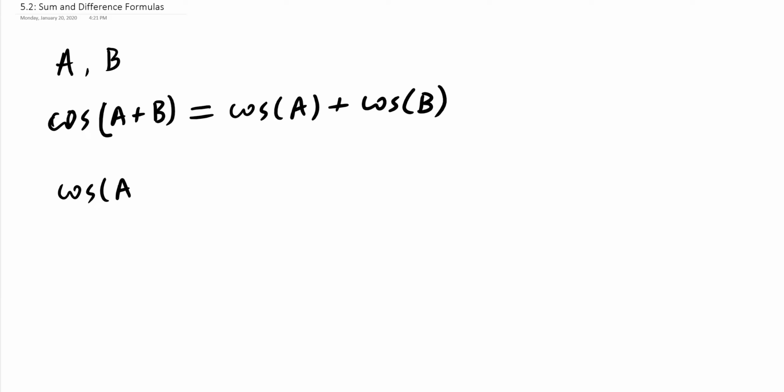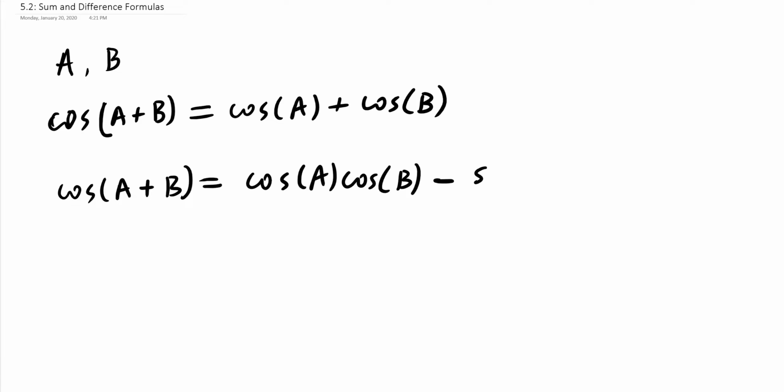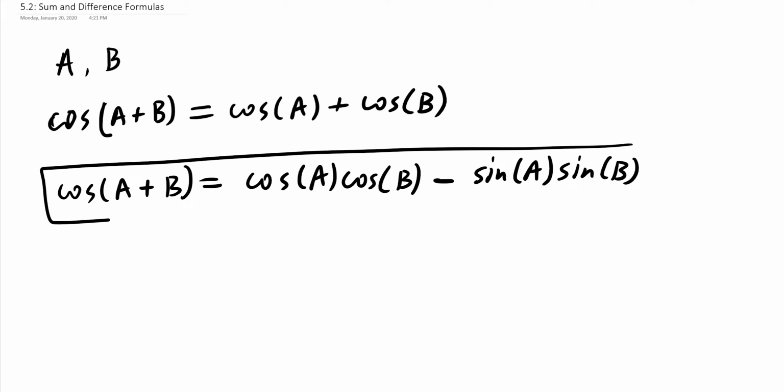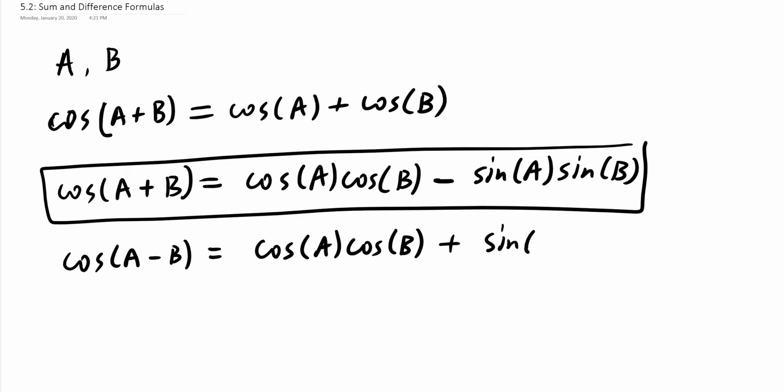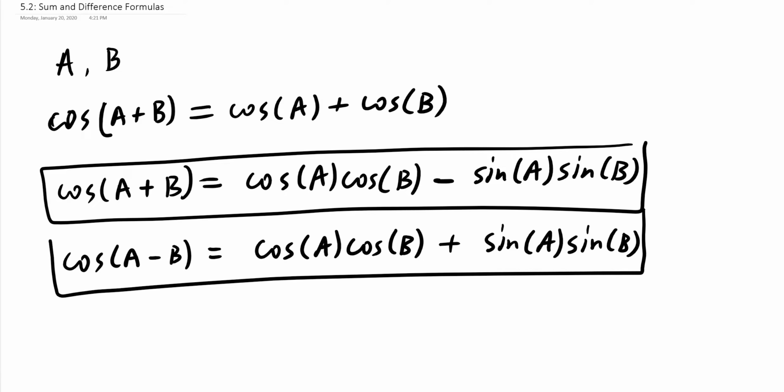The formula for cosine A plus B is given by cosine A cosine B minus sine A times sine B. That's the formula. Is there one for cosine A minus B? Yes, it's the same formula. The middle sign gets switched. Instead of minus it becomes plus. So if this is plus, this is minus. Minus plus for cosine.